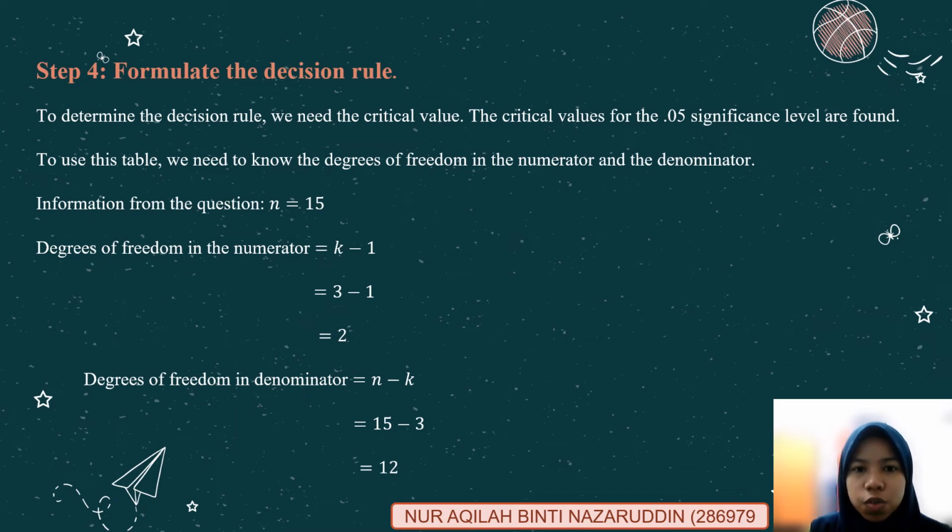To determine the decision rule, we need the critical value. In order to get the critical value, we need the significance level. Significance level has been given, 0.05. To use this table also, we need degrees of freedom in the numerator and denominator. Information from this question has been given, n equal to 15 and represents total number of scores. Degrees of freedom in numerator equal k minus 1. K is number of treatments, which is number of lecturers. 3 minus 1 equal to 2. Degrees of freedom in denominator, n minus k equal to 15 minus 3. So degrees of freedom in denominator equal to 12.